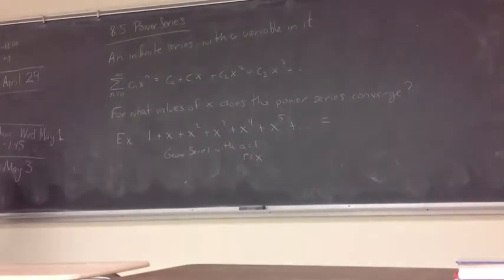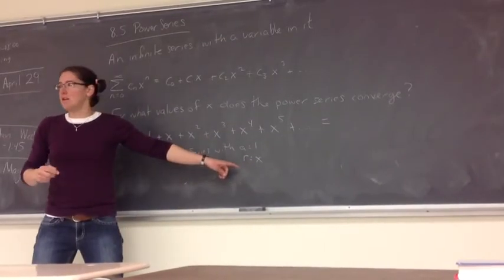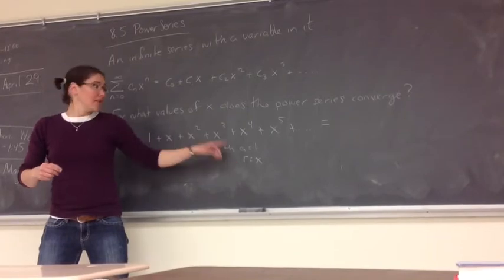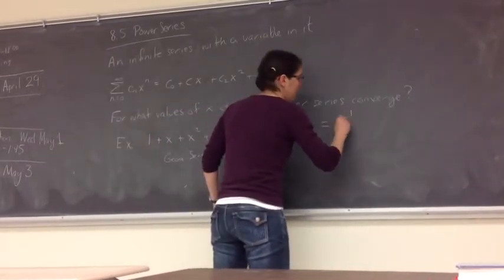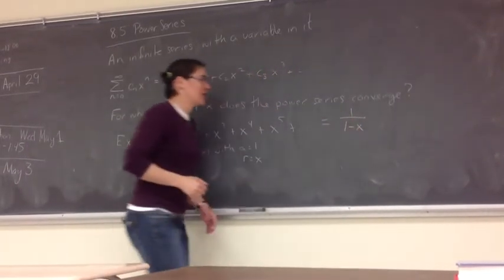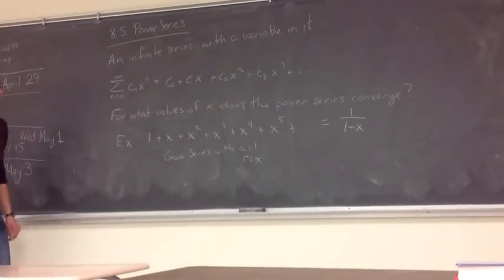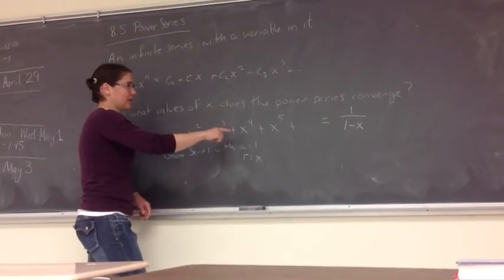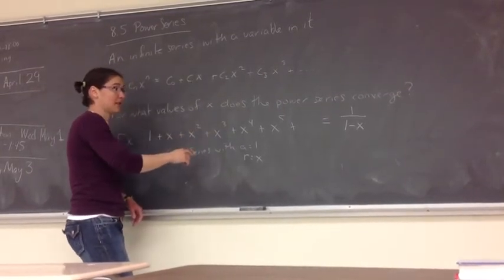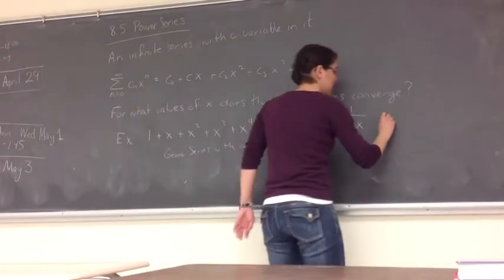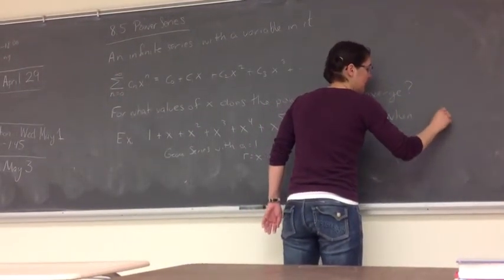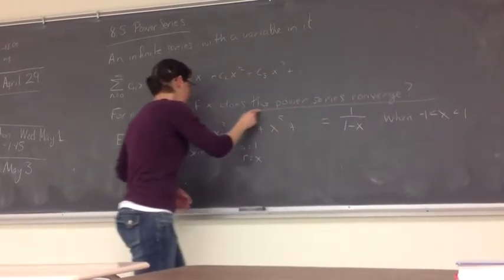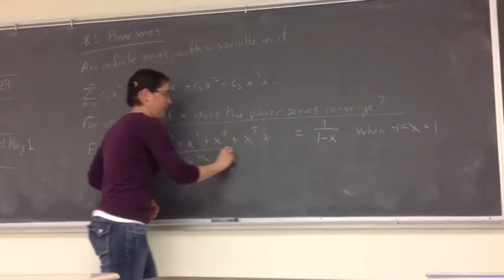And so as long as our r value is between -1 and 1, as long as the size of it is less than 1, then this series converges, and it converges to a over 1 minus r, which in this case is 1 over 1 minus x. And so the sum 1 plus x plus x squared plus x cubed plus x to the fourth plus dot dot dot equals 1 over 1 minus x when x is between -1 and 1. And so this is a really, really good series to know.